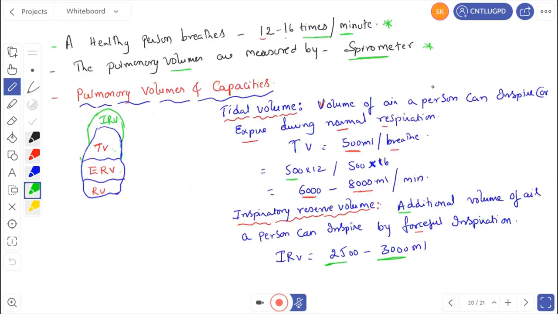See here, the RV remains. You can send this one outside, and you can send this one outside, but you cannot send this one. The RV remains always in the lungs. So residual volume cannot be sent outside. It is the volume of air that remains in the lungs even after forceful expiration. By forceful expiration you are sending out ERV but not RV. So that is called residual volume. This completes the pulmonary volumes.